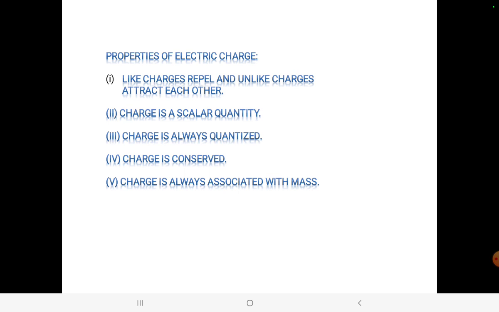This is clear. Then next, charge is always associated with mass. Yes, charge always corresponds to the mass. That means a very high mass will give more attraction. If the mass is decreased, then it will have less force. Next one.